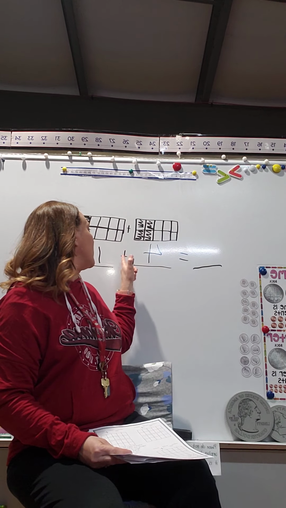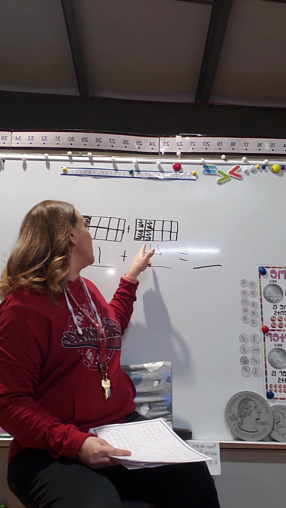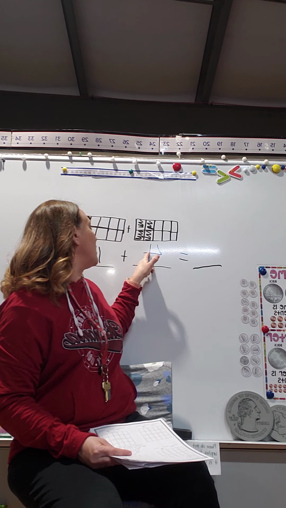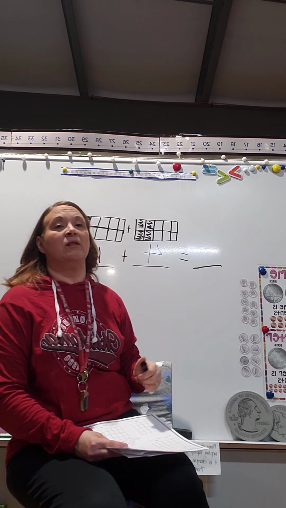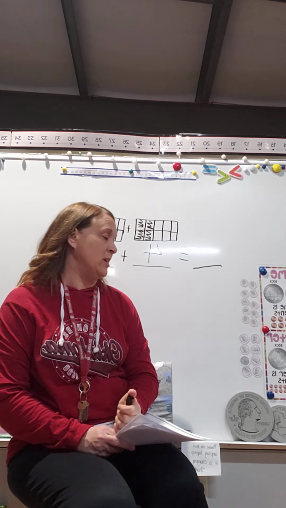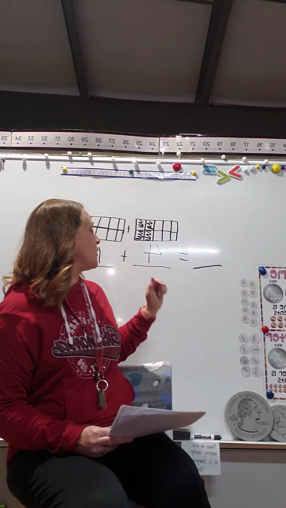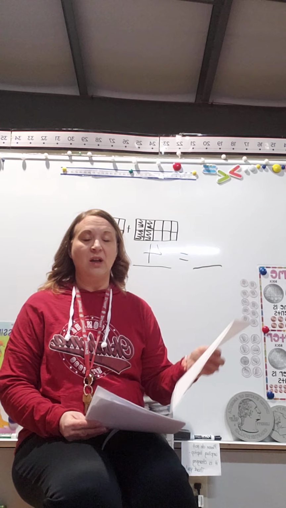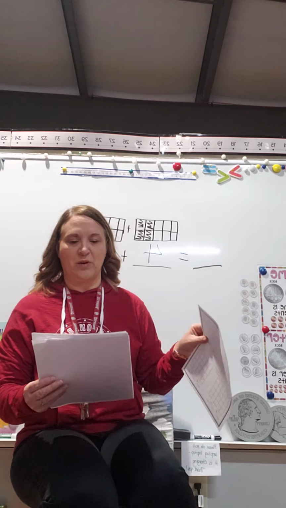You can do it by touch points. You can do your 1, 2, 3, 4, 5. You can count how many of your 10 frame squares are colored in. So there are a couple different ways to solve each of those problems. And there's 4 on here, so you'll do 4 of them.